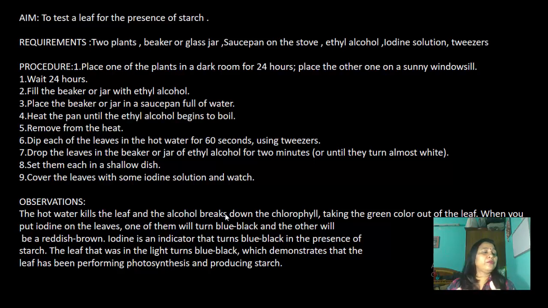There are a few activities from which we are going to prove that the essential conditions are very much required for photosynthesis. That means presence of carbon dioxide, presence of light, presence of chlorophyll. All these are essential for the process of photosynthesis. But first of all, we are going to study how to test a leaf for the presence of starch.